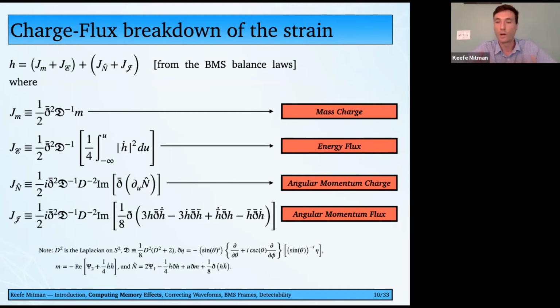And so what's great with this then is, if we run a numerical simulation and I give you a strain, the news, and some of the bioscalars, you can compute each of these terms and use them to study which mode of the strain is sourced by which one of these terms. Okay, and so just to give an example of what this looks like.